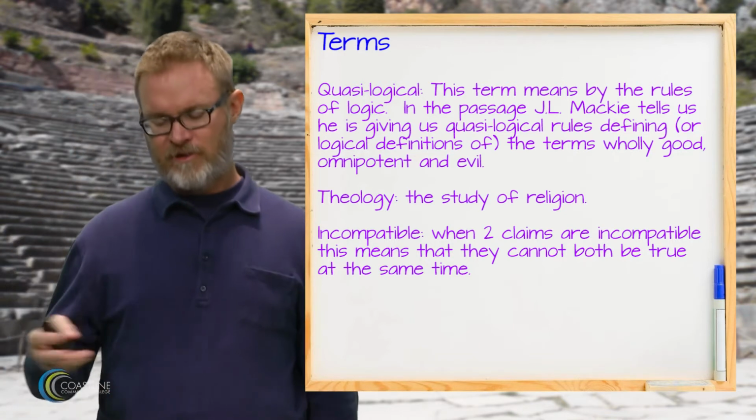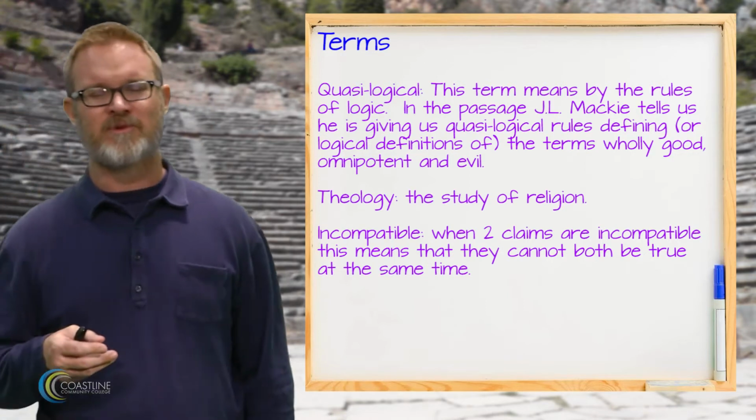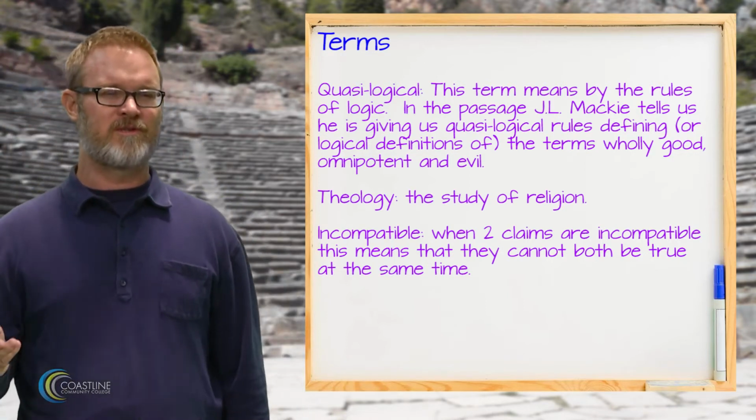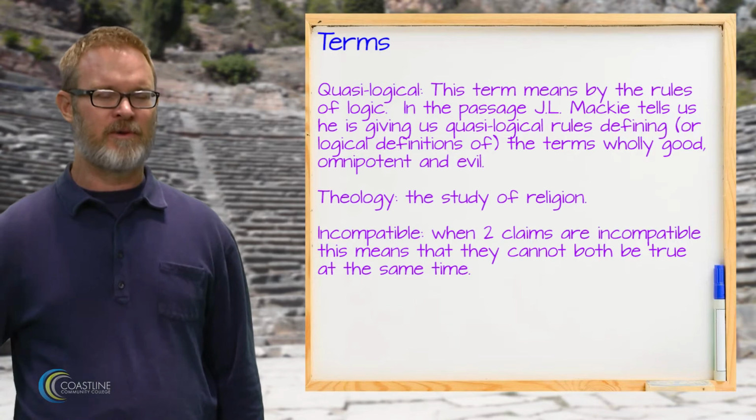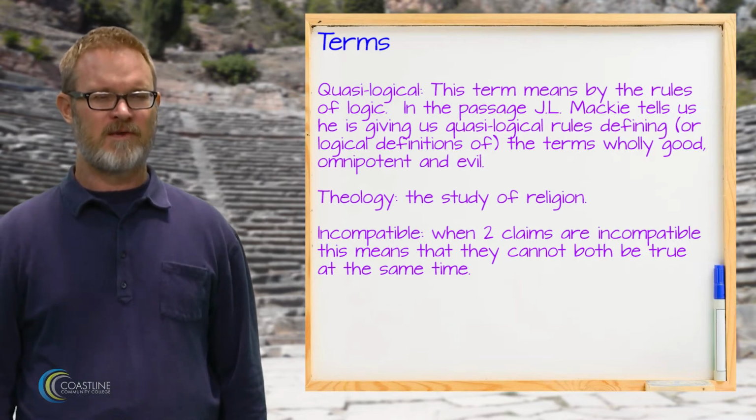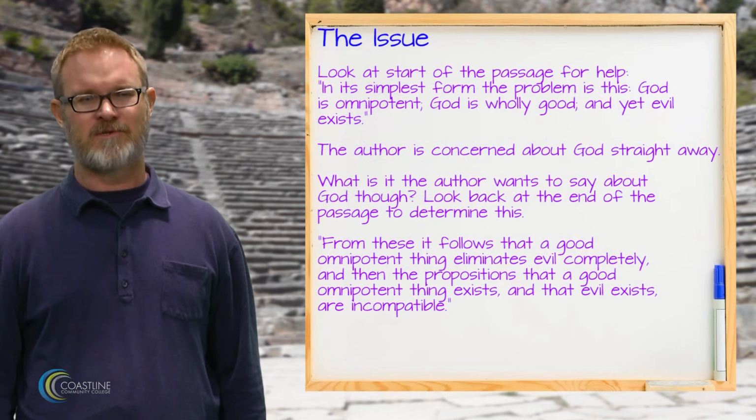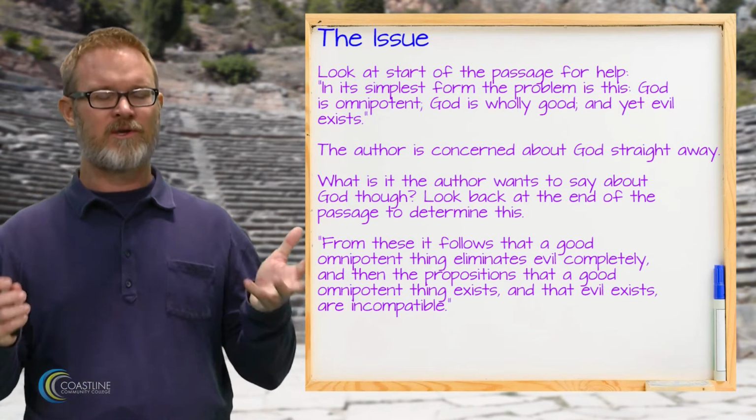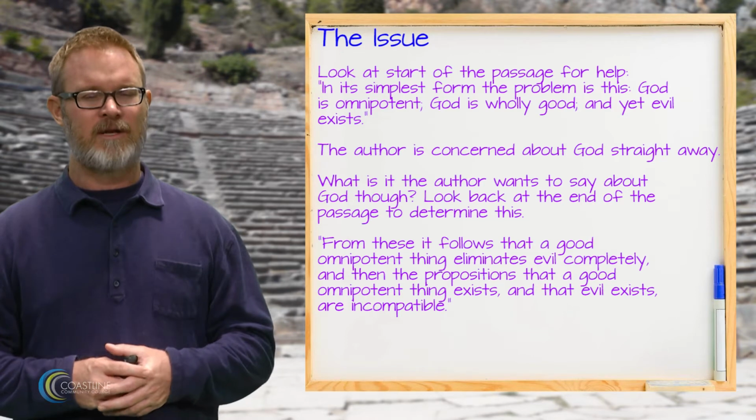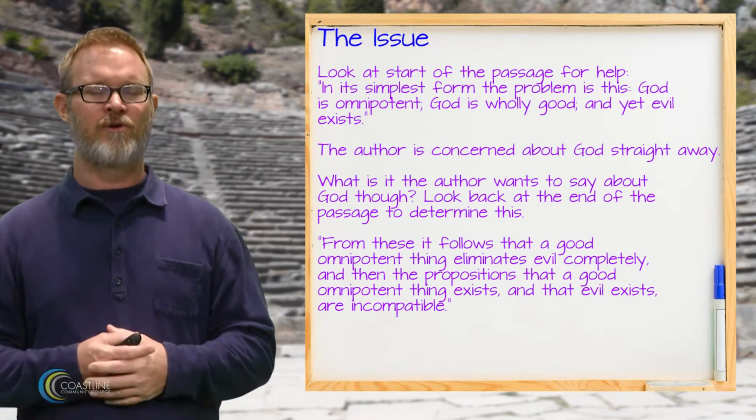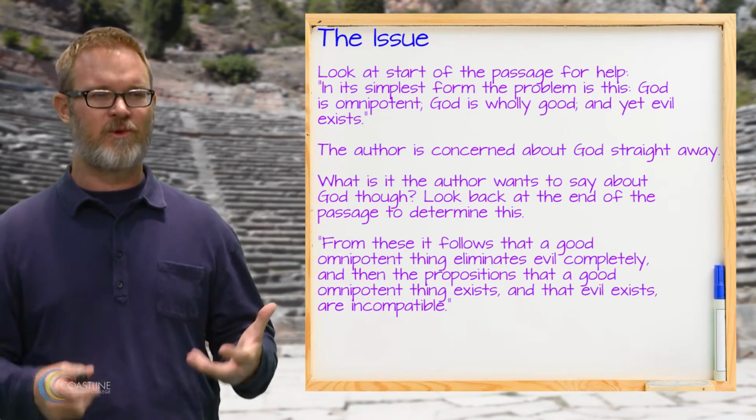Okay, so having gotten through those terms, we can push to the second step in our process here, which is to find the issue of the passage. The issue, again, is kind of like what question the author is worried about. And it's always going to be a yes or no type of question. So there's only going to be two ways to answer it.